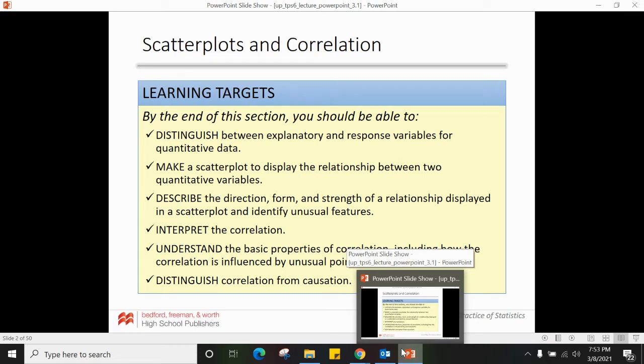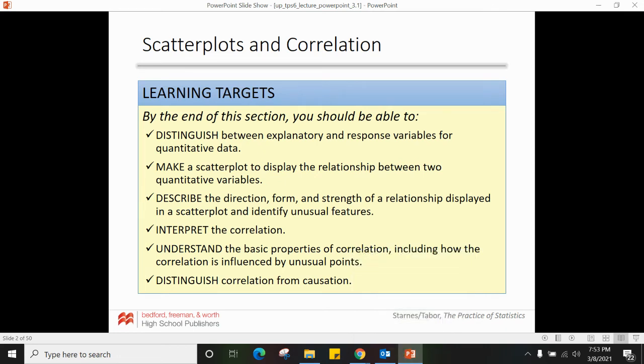By the end of this section, you should be able to distinguish between exploratory and response variables for quantitative data. Make a scatter plot to display the relationship between two quantitative variables, describe the direction, form, and strength of a relationship displayed in a scatter plot, and identify unusual features. Interpret the correlation, understand the basic properties of correlation, including how the correlation is influenced by unusual points, and distinguish correlation from causation.